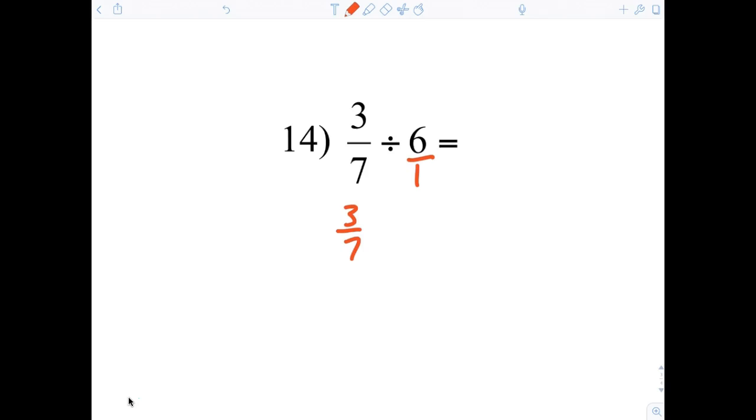Guys, if you forgot that, make yourself a note that 6 is the same as 6 over 1. All right? It's the same as 6 over 1.